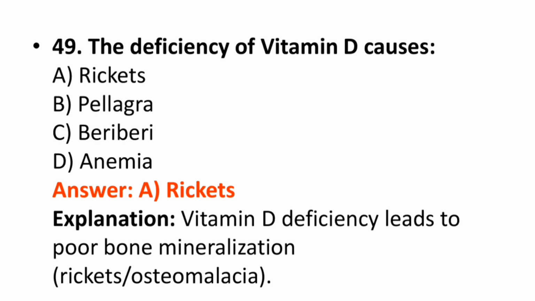The deficiency of vitamin D causes option A, rickets, option B, pellagra, option C, beriberi, option D, anemia. The correct answer is option A, rickets. Vitamin D deficiency leads to poor bone mineralization, rickets or osteomalacia.